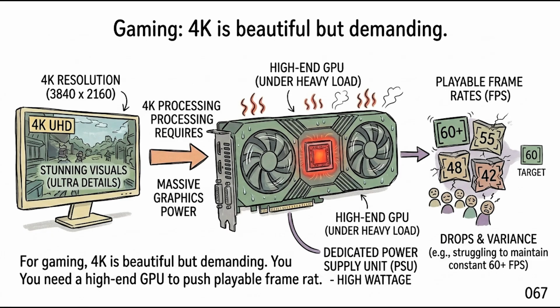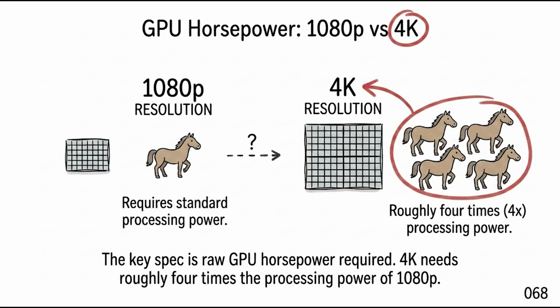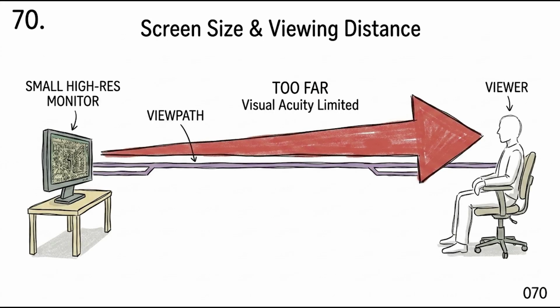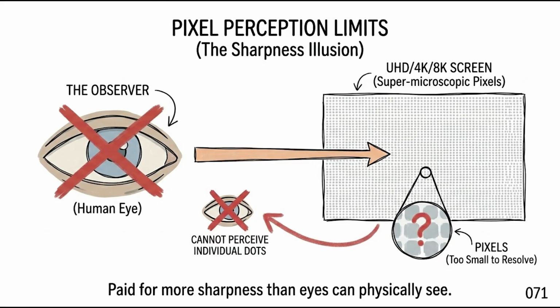For gaming, 4K is beautiful but demanding. You need a high-end GPU to push playable frame rates. The key spec is raw GPU horsepower required. 4K needs roughly 4 times the processing power of 1080p. That's not a casual ask. The common myth is that 4K is always the better buy. It's not. If your screen is small or you sit far back, those extra millions of pixels are literally invisible to your eyes. You paid for sharpness you cannot physically perceive.